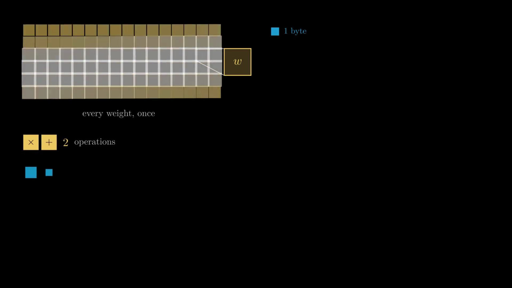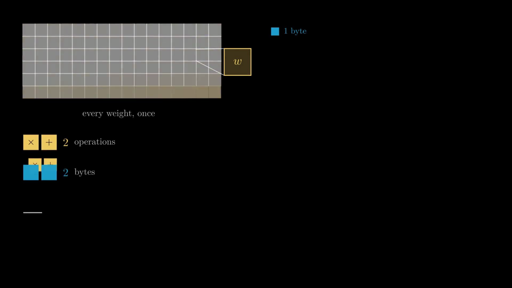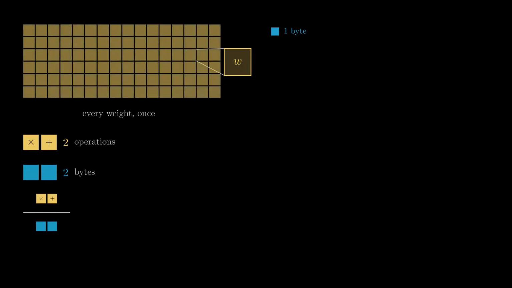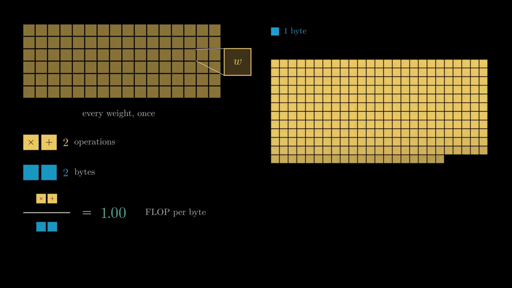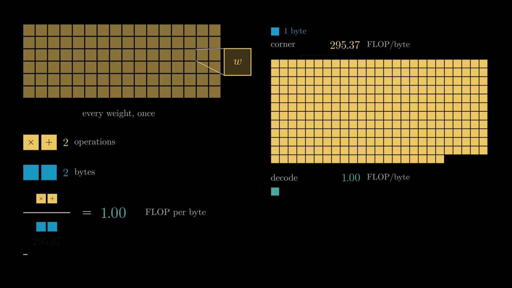To produce a single token, the model reads every one of its weights exactly once. And for each weight, it performs 2 operations, one multiply and one add, while each of those weights, stored at 16-bit precision, costs 2 bytes to read. 2 operations, 2 bytes. So you are doing 1 operation per byte. And the corner, remember, is at 295.